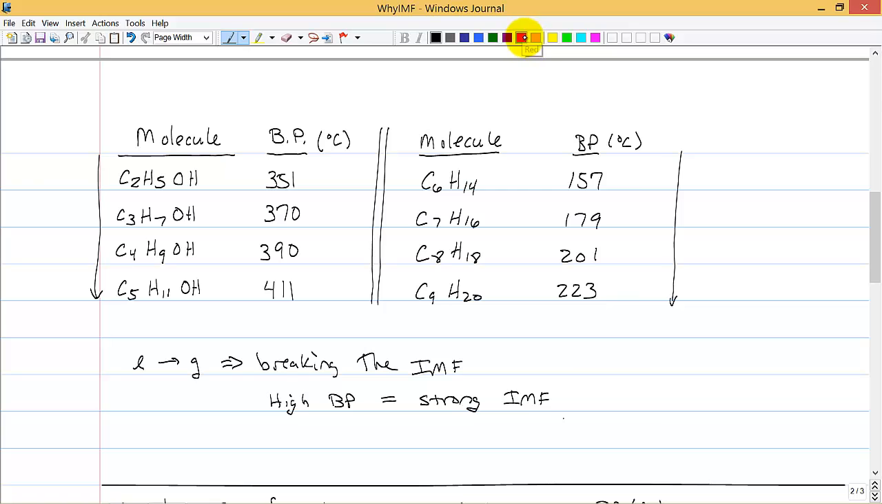Fantastic. But I want you to look at one thing here. Here are two molecules with very similar molecular masses. I've actually calculated out that the C5H11OH is at 88 grams per mole, and the C6H14 is at 86. That's not enough of a difference to make a big deal here. But look at the difference in the boiling point, 411 versus 157. So obviously the boiling point or the molecular mass can't be the whole story. There has to be something more that's playing a role here.